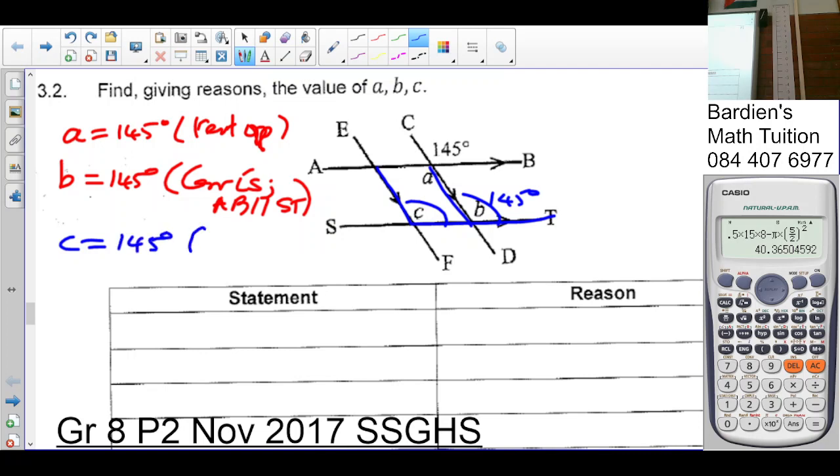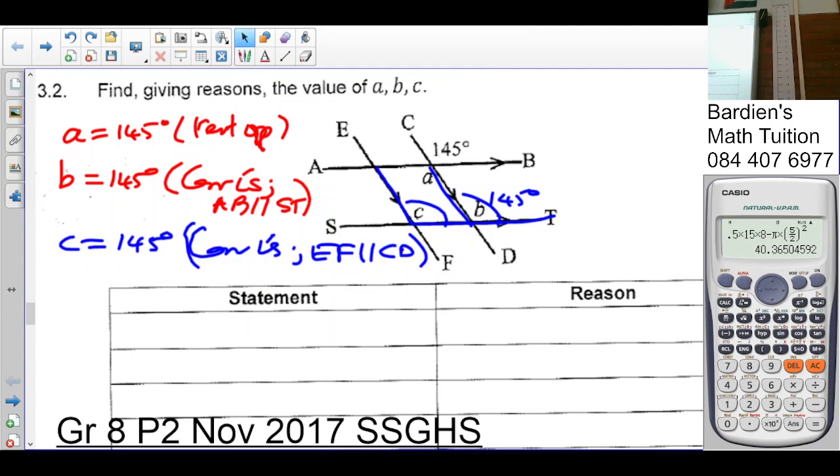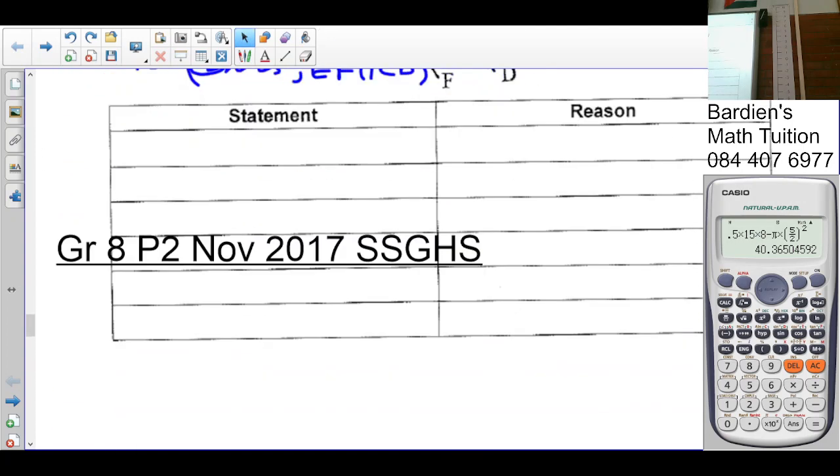Okay, so that is corresponding angles with EF now being parallel to CD. Don't label the wrong parallel lines. You will lose the reason. Okay. Next.